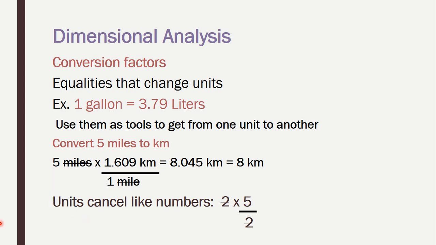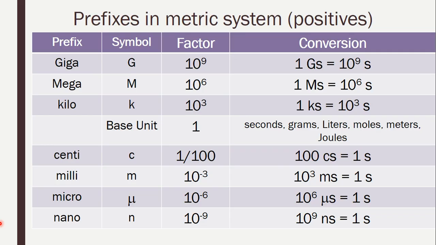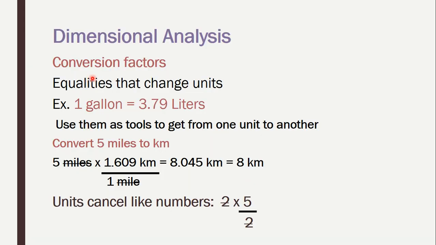All right. So dimensional analysis uses conversion factors. Things that are equal and change units are conversion factors. So equalities that change units. 1 gallon equals 3.79 liters is a conversion factor. It's changing gallons to liters. If you have 3.79 liters, you have a gallon. If you have a gallon, you have 3.79 liters. They're interchangeable. Just the units are different. So these equalities, these double unit measurement things, are tools to get us from one unit to another.